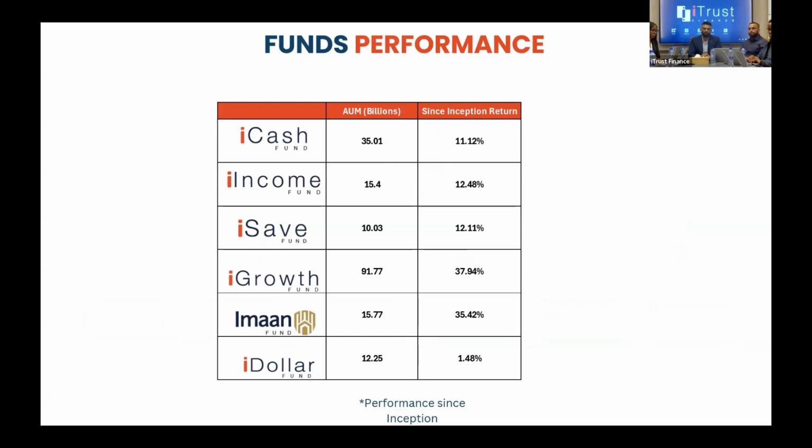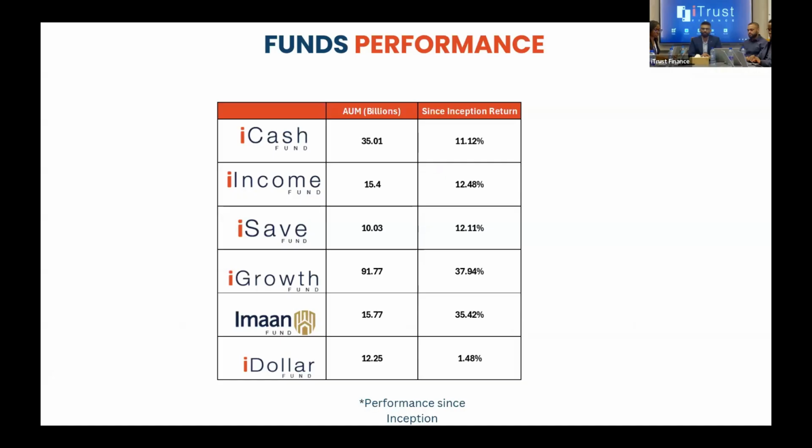Now, just to give you a breakdown on how these funds have performed, one of our best funds in terms of performance has been iGrowth. That is the 4th one from the top. We have done 37.9% returns since inception, and it has an AUM of 91.7 billion Tanzanian shillings.